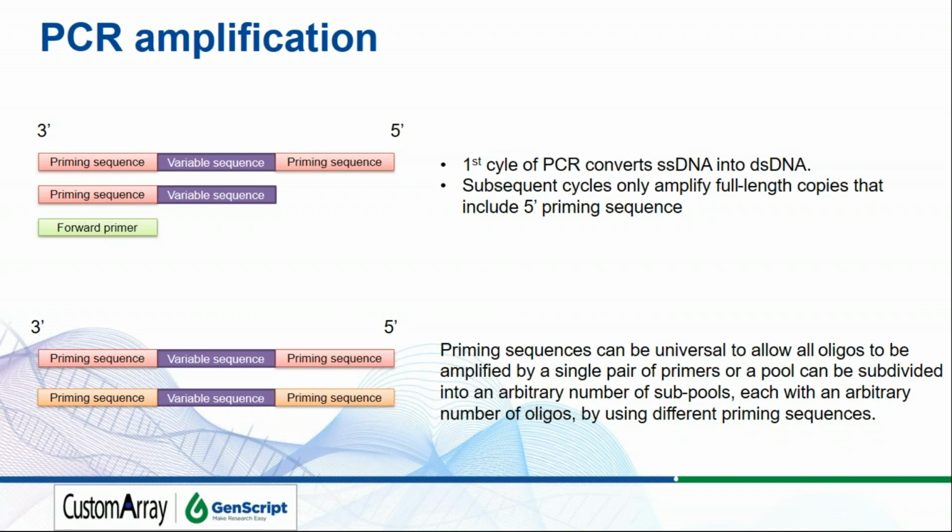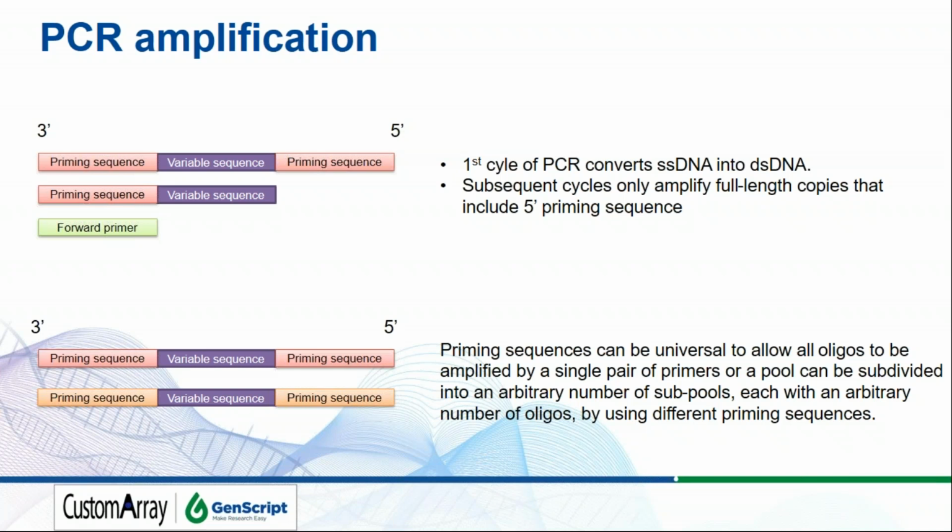So the PCR basically will be exponential for the full-length copies, and there'll be some small linear amplification of the truncated copies, but those fall by the wayside very, very quickly. So PCR is a great way of purifying an oligo pool. It also has another benefit.